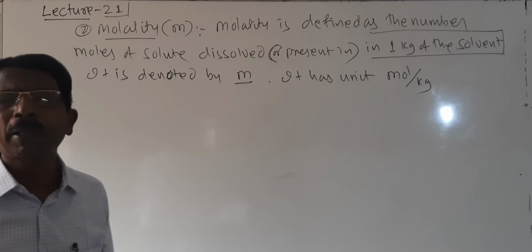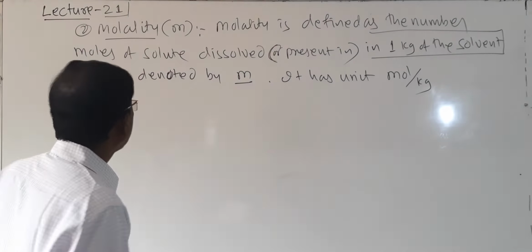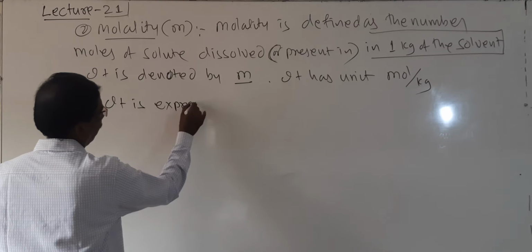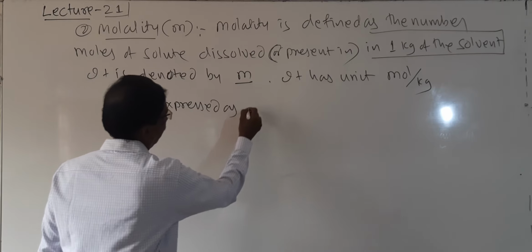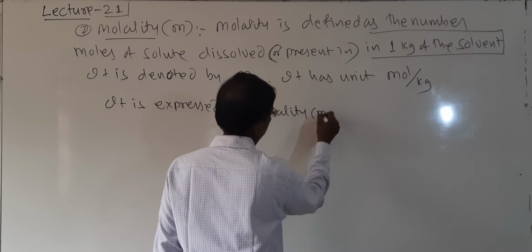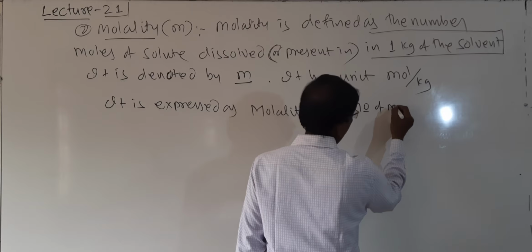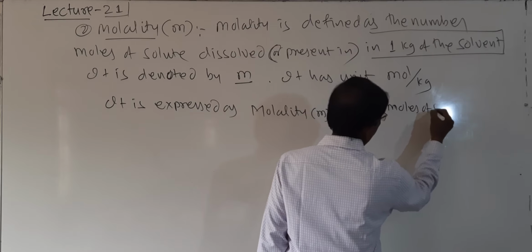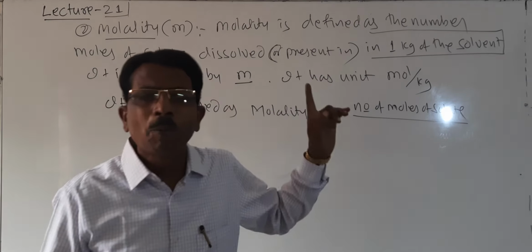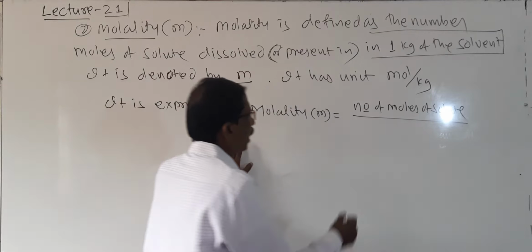mole per kg or mole per gram. So it is expressed as molality is equal to number of moles of solute. Remember, in molarity we have written volume of solution in liters, but here it is mass of solvent in kg.